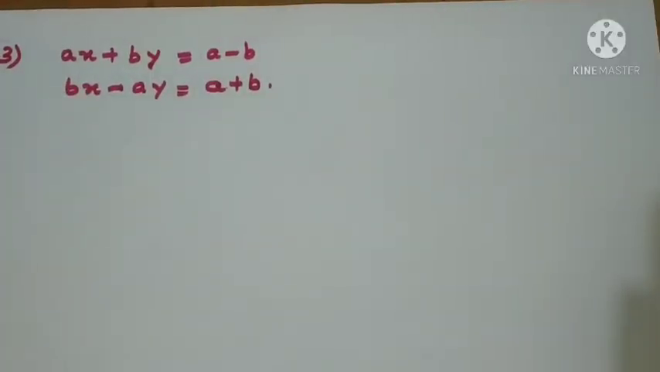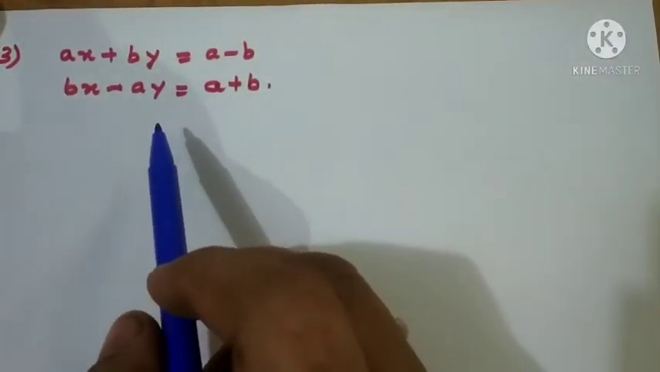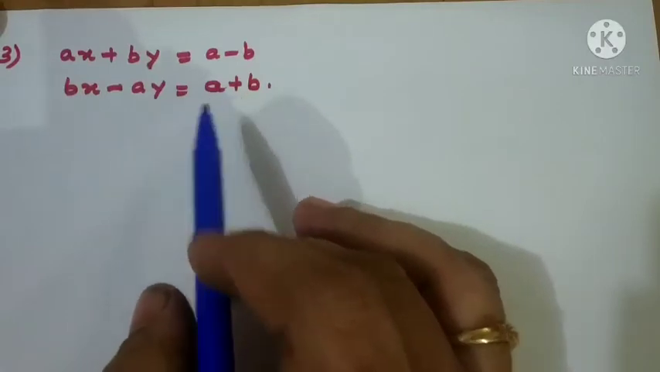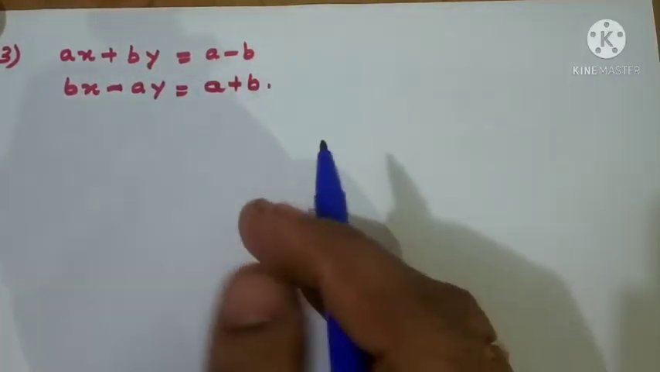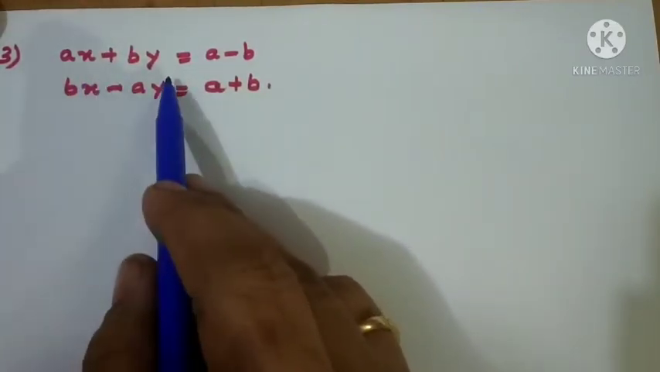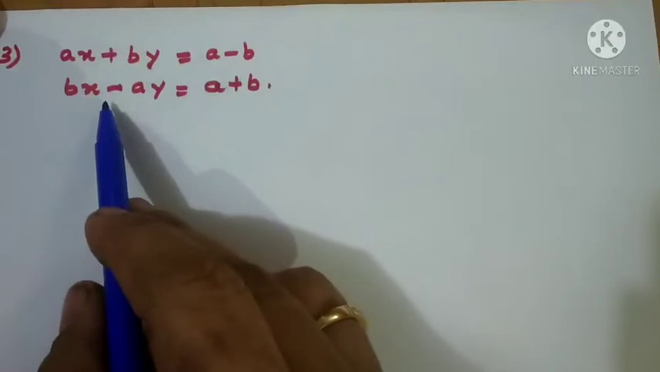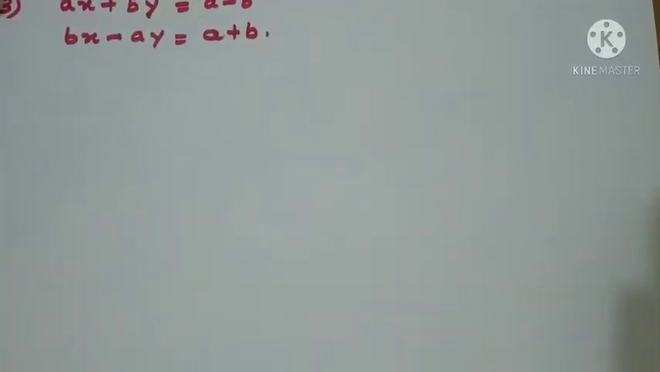Third question: ax + by = a − b and bx − ay = a + b. Don't think that we will always get numbers only. They will give it in a plus b, minus b form also. Then only we can apply the identity form. So now we are going to learn a little bit difficult level. We are increasing. So the terms are ax + by = a − b and bx − ay = a + b. What is the first step?